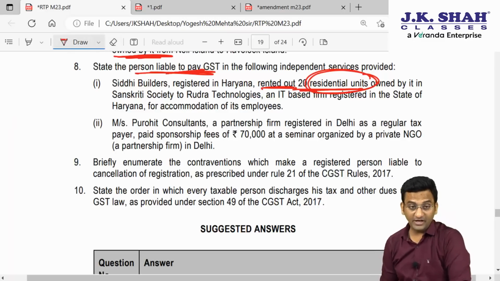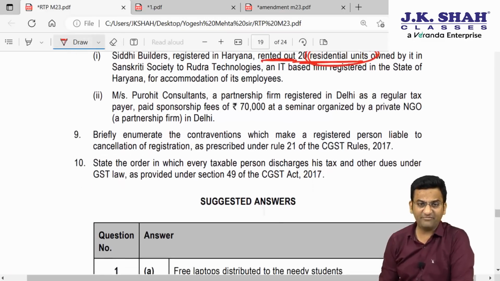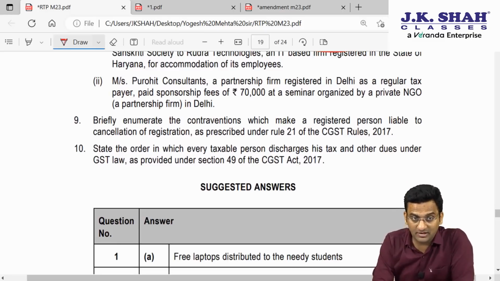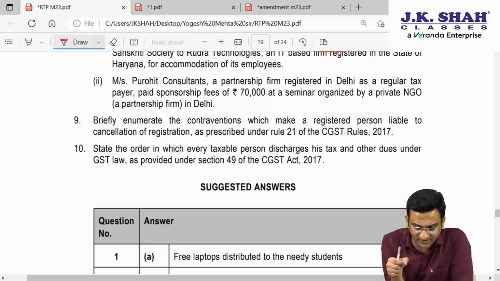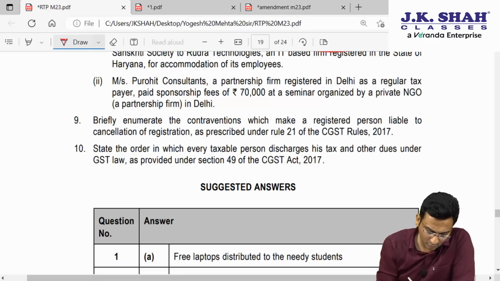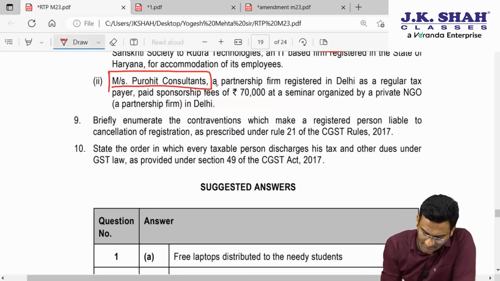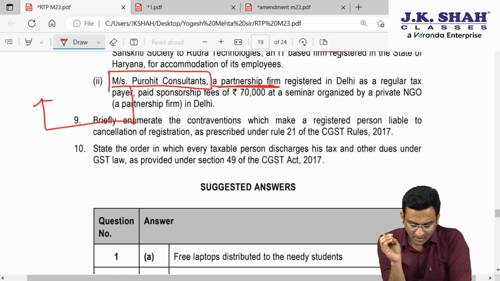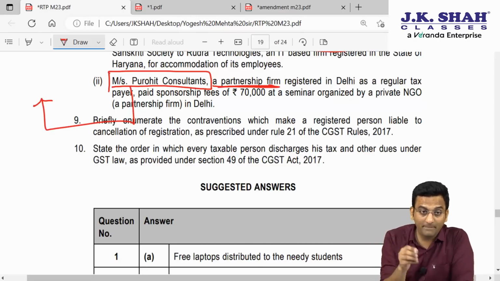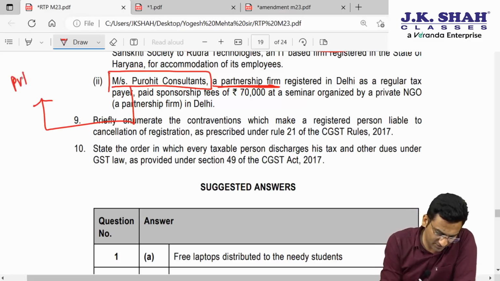And then friends, in case of 8.2, Messrs Purohit Consultants, a partnership firm registered in Delhi as a regular taxpayer, paid sponsorship fees. Who is the person paying sponsorship fees? Messrs Purohit Consultants, a partnership firm, is making the payment of sponsorship fees of rupees 70,000 at a seminar which is organized by a private NGO, which is a partnership firm.